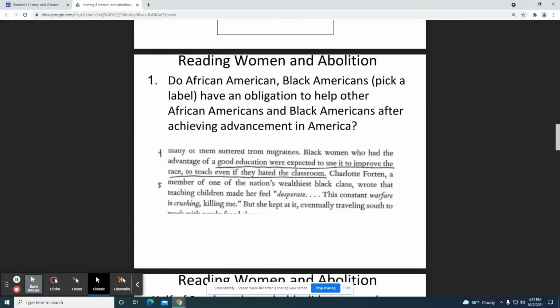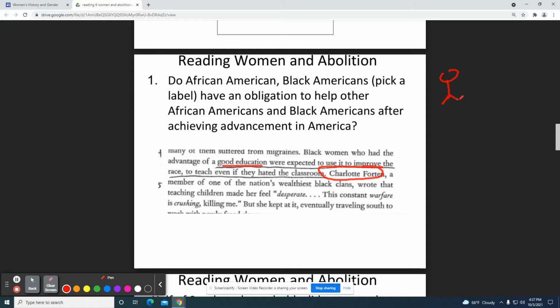This particular section of the reading looked at this individual, who has an education, and whether or not she has an obligation to teach any of the others. As it mentions here, teaching black children made her feel desperate. The constant warfare is crushing, killing me. She kept at it, eventually traveling south. So it's looking at the situation that somebody's put in.